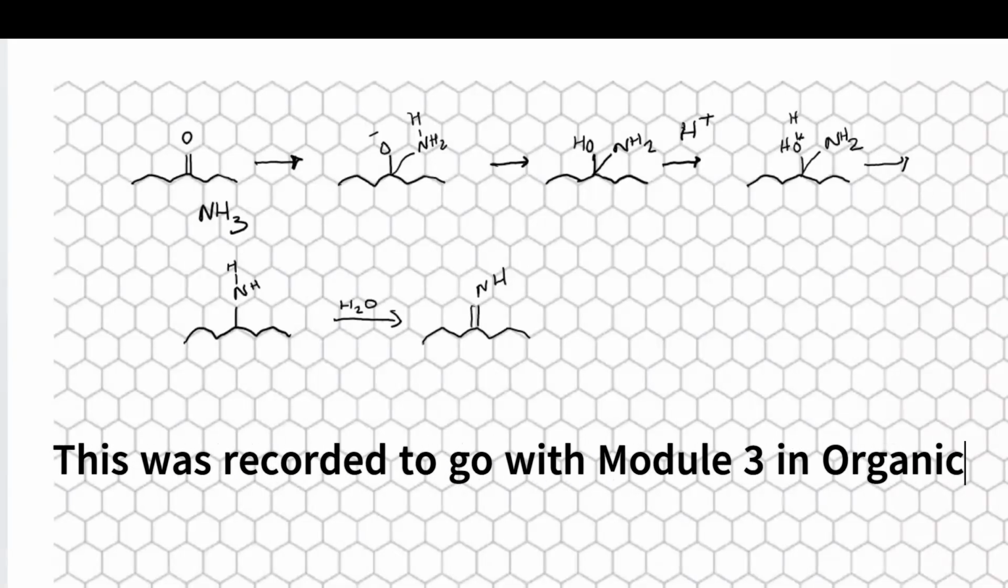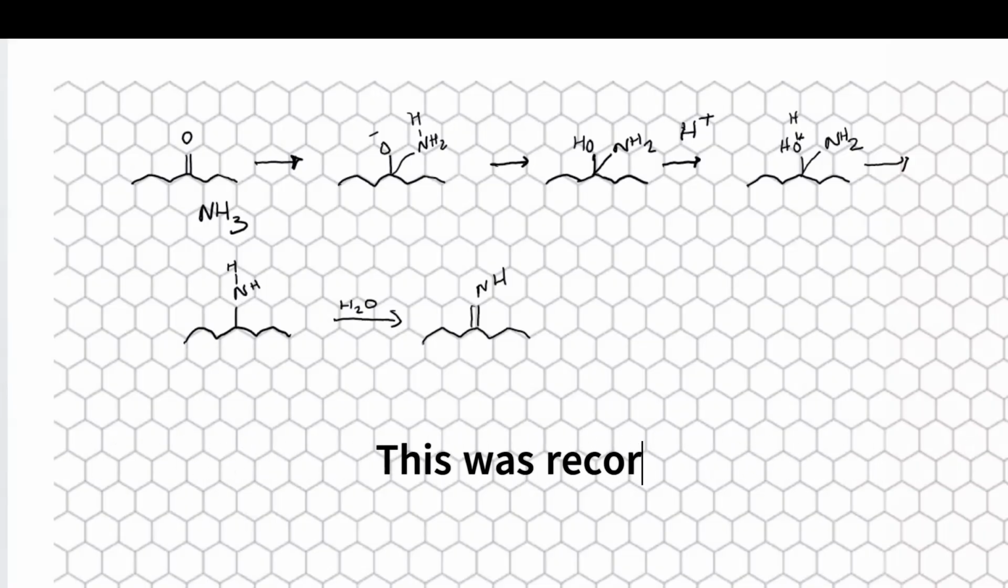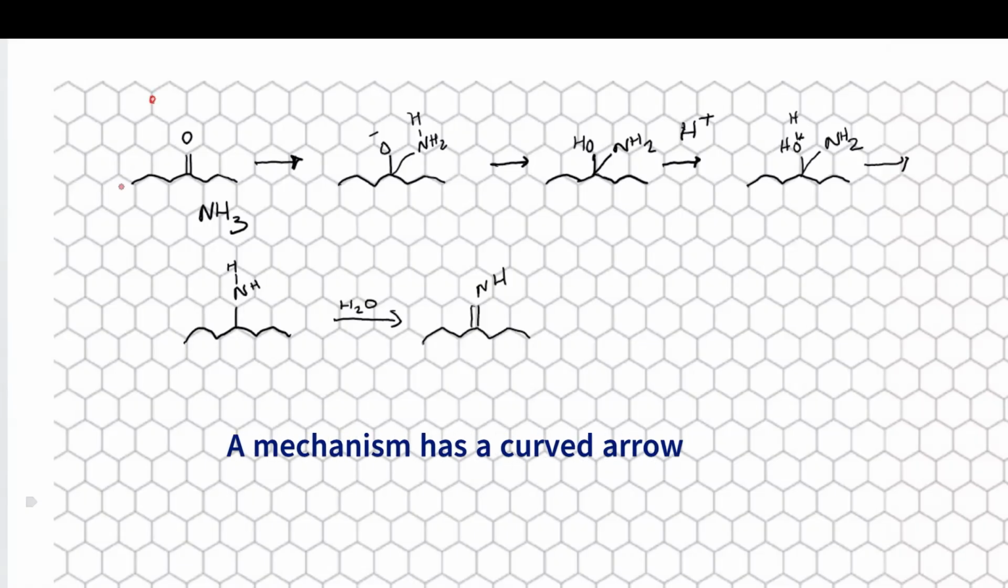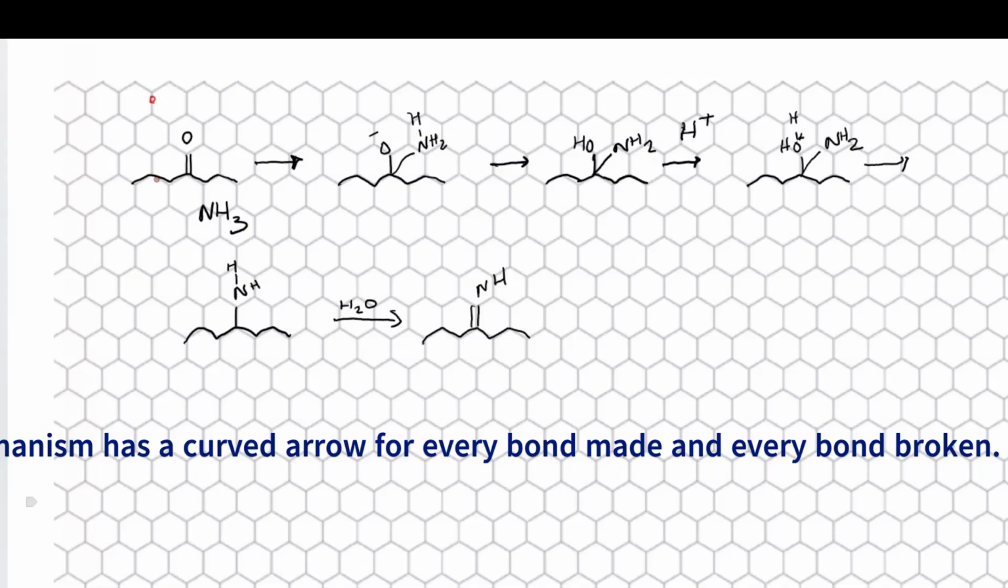This is an example of a mechanism, and you don't need to know really all of the chemistry in order to draw a mechanism at this point. You need to be able to see where the bonds are being made and where they are being broken. So when we move from here, this is our reactant, and this is actually a 1, 2, 3, 4-heptanone.